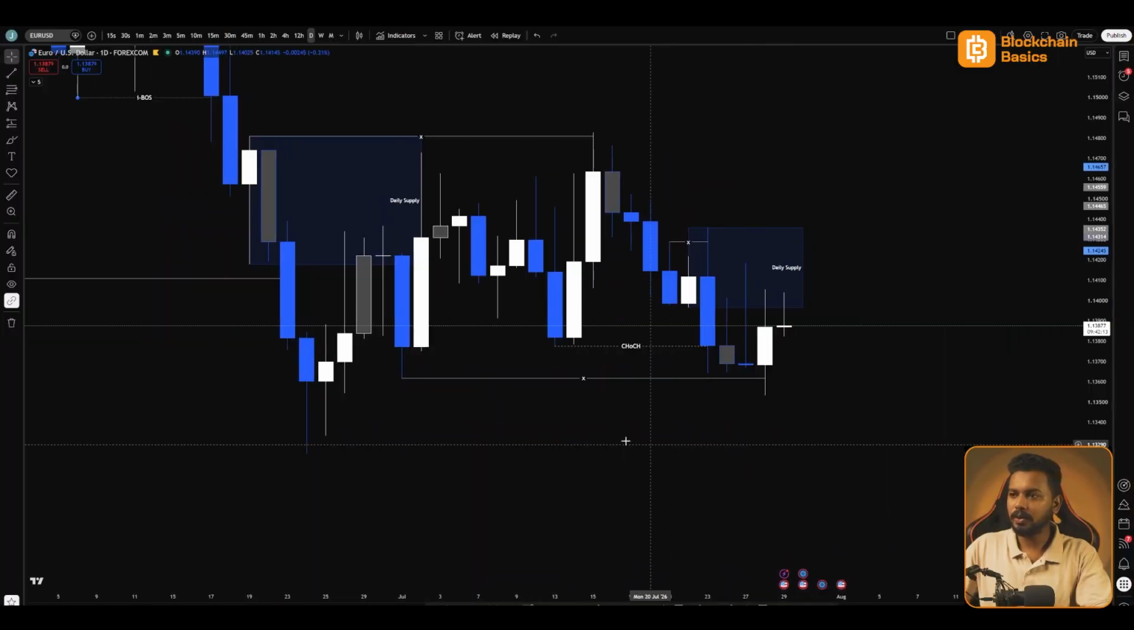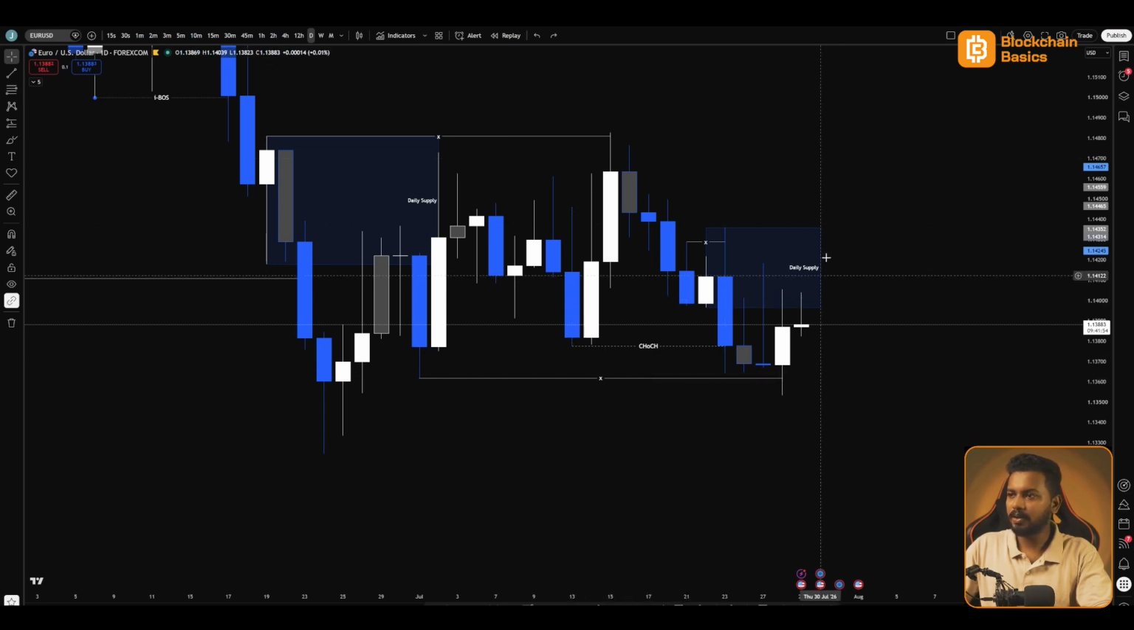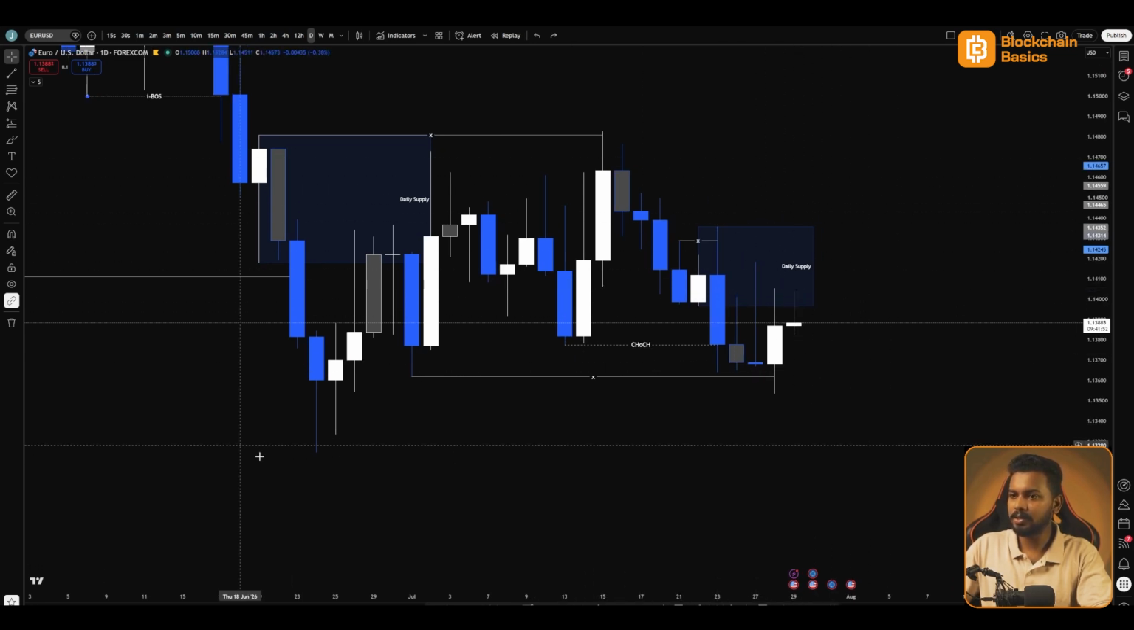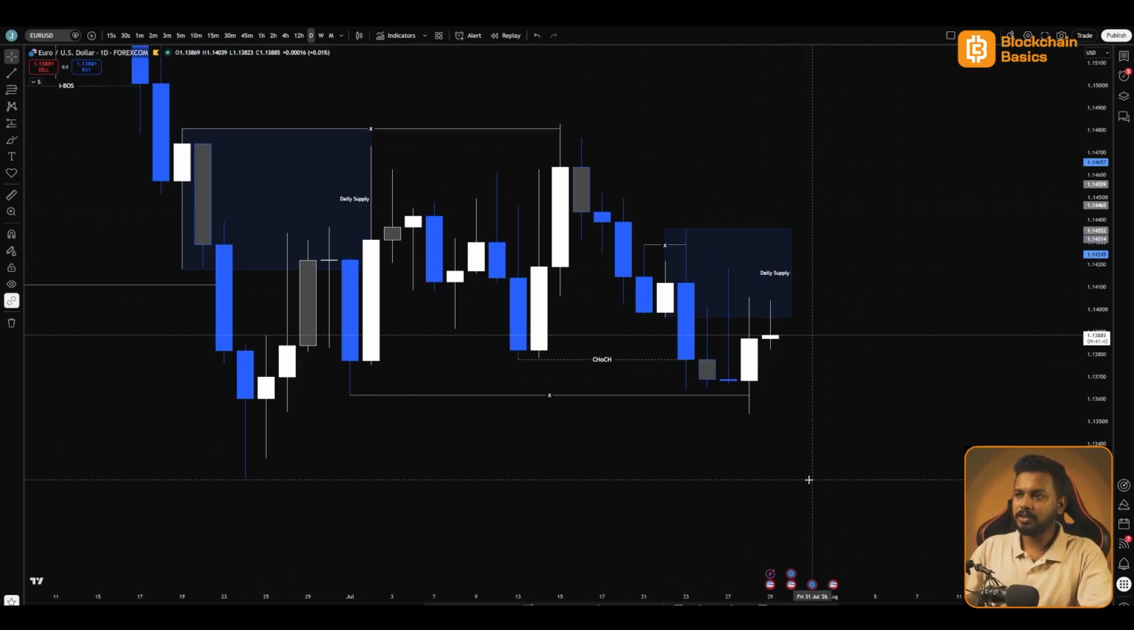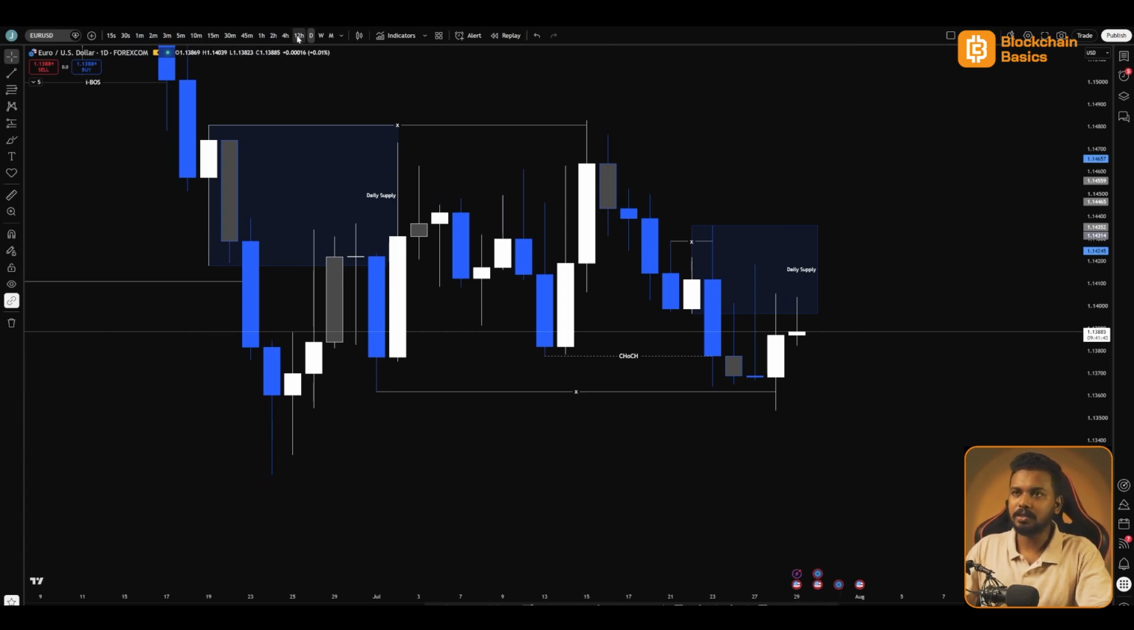So EU, looking at the daily time frame, you can see after the sweep of these levels over here, after the sweep of these lows, price pushed back into this daily supply. So I expect this bearish order flow to continue, and we could look for shorts targeting these lows. Now these sentiments could change according to the news that is coming out. So let's look at the H4.